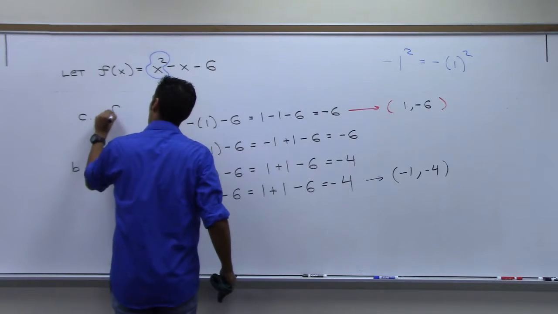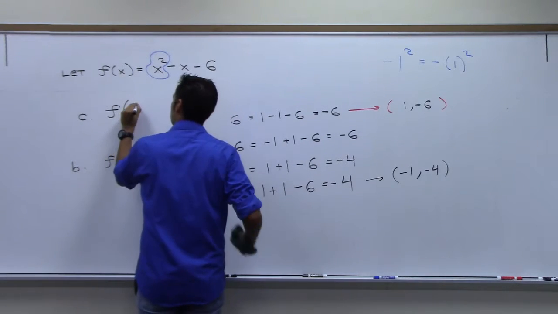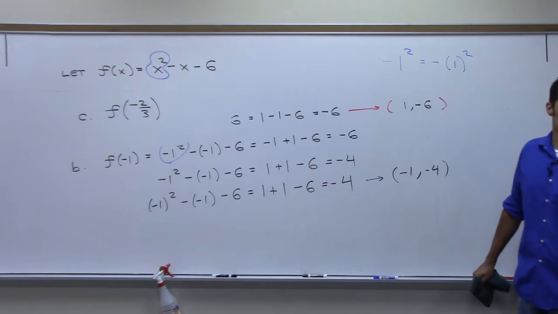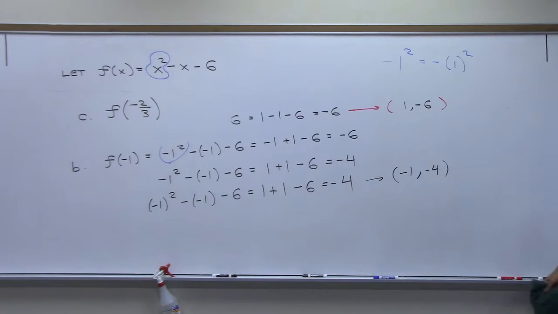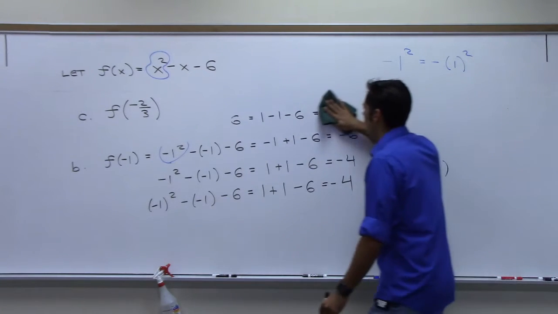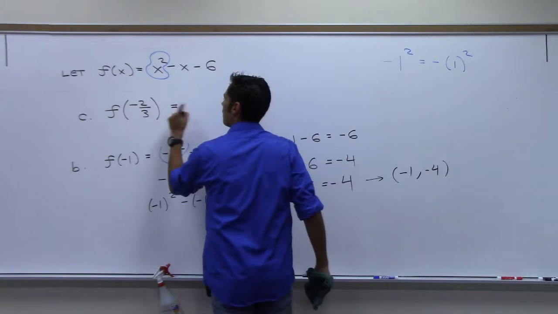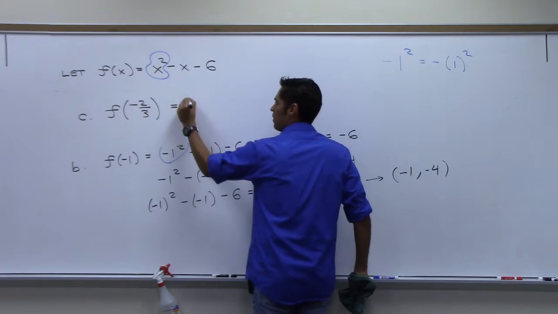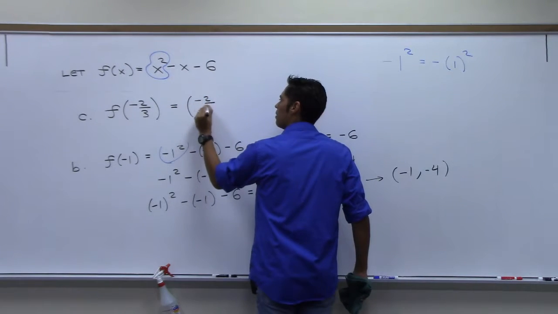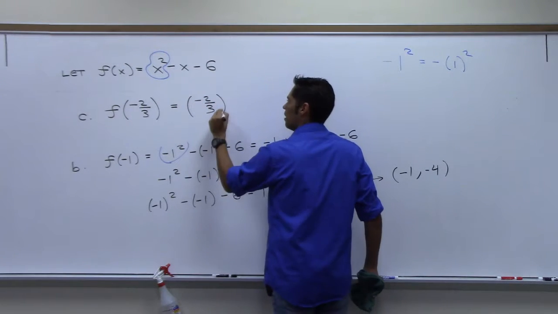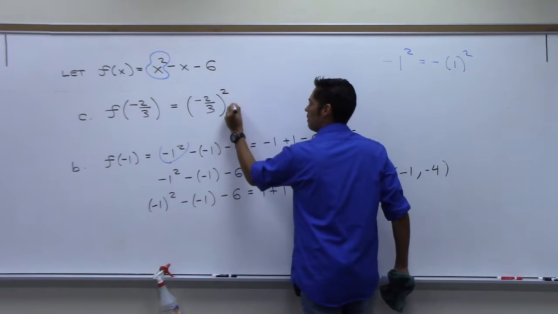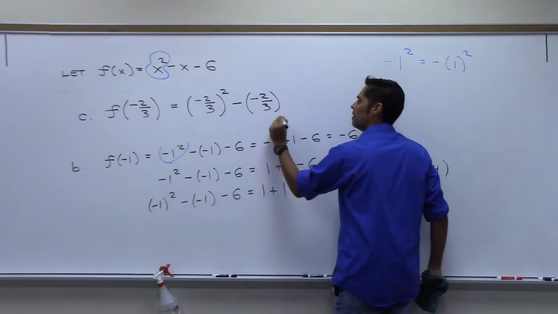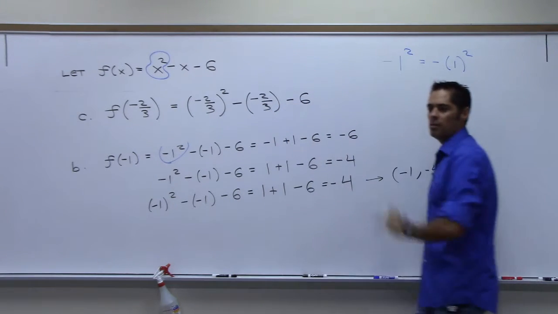What's f of -2/3? So help me write it out first. What am I going to put here? Let's use the correct notation. Parenthesis, -2/3, close parenthesis, squared, then minus, parenthesis, -2/3, and then -6. That is the correct notation.